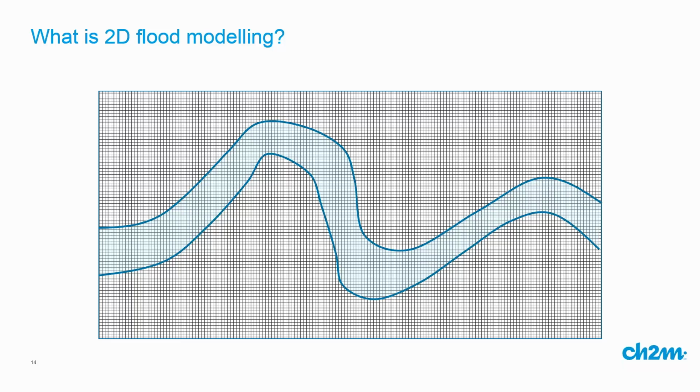So if we're just doing a 2D only model of the same hypothetical catchment or river section we looked at before, this is what it would look like. Simply we're cutting up the whole of that river and floodplain into, in this case, a load of little squares, and then for each little square in here it's going to calculate the water depth, which can be 0, meaning it's dry, and the velocity at that point.